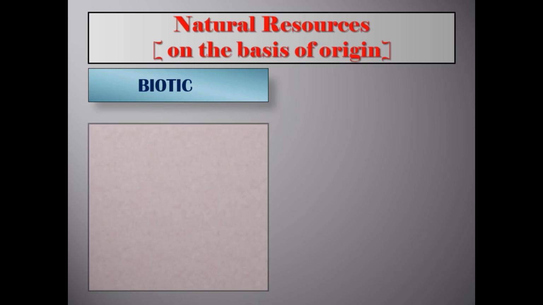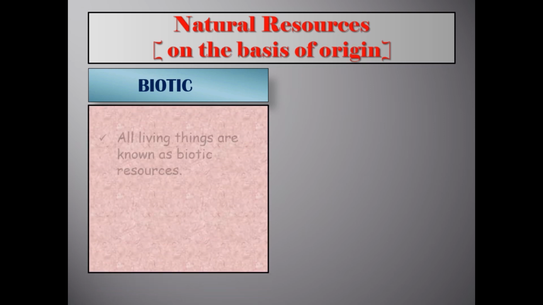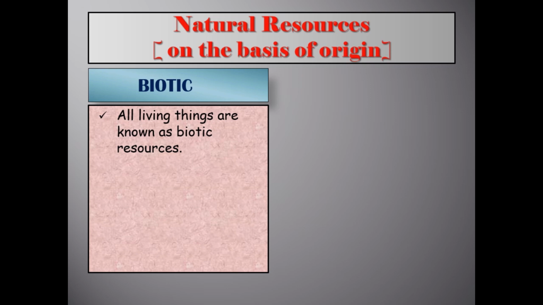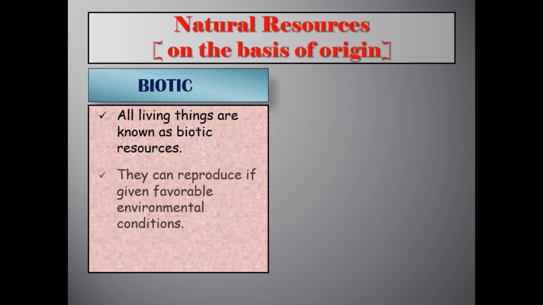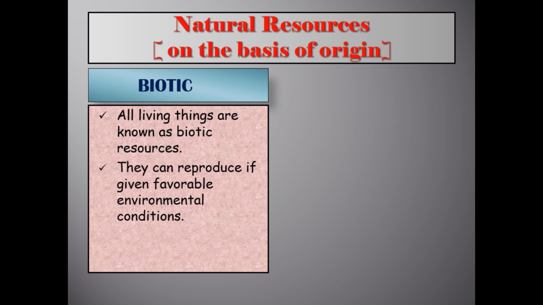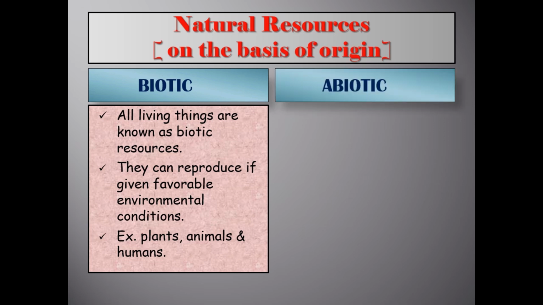Biotic. Biotic resources, all living things, are known as biotic resources. They can reproduce if given favorable environmental conditions. Examples: plants, animals and humans. Biotic resources are all living things. They can reproduce and examples are in front of you.